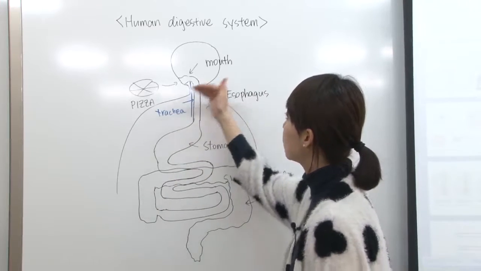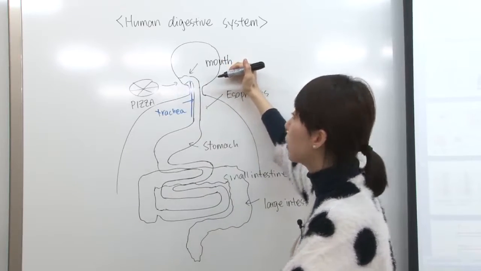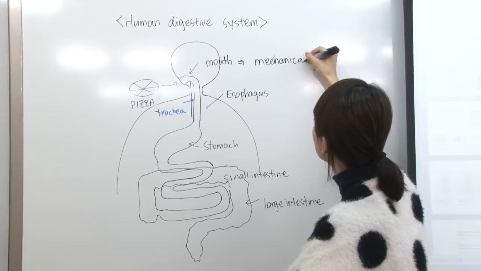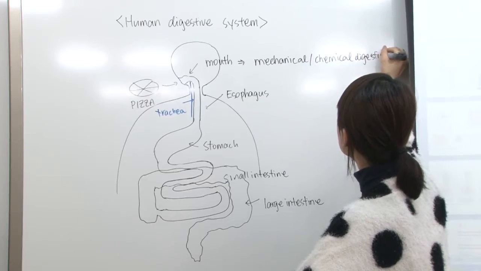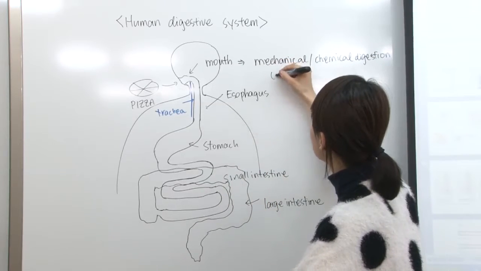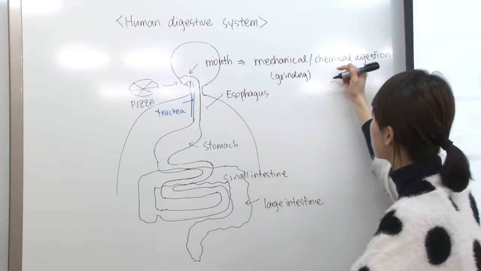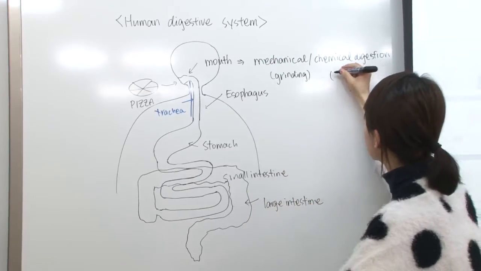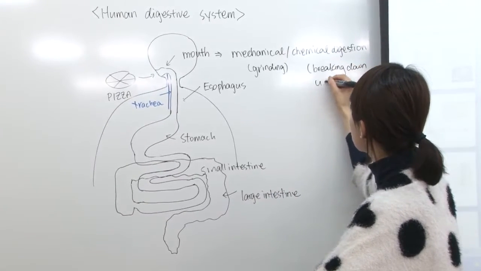When we eat food, the first thing they go through is the mouth. In the mouth, they go through mechanical and chemical digestion. Mechanical means you grind the food into smaller pieces, so this is grinding. Chemical digestion means using enzymes to break the macromolecules into smaller molecules. So this is breaking down using enzymes.